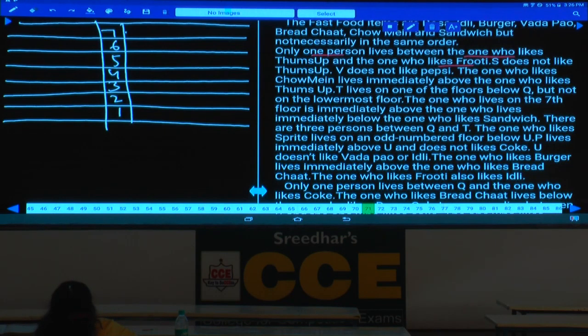Again, the order is not clearly given, whether thumbs up is above fruity or fruity is above thumbs up. Hence thumbs up and fruity in any order, but one floor must be in between these two. And the one who likes fruity, S does not like thumbs up.